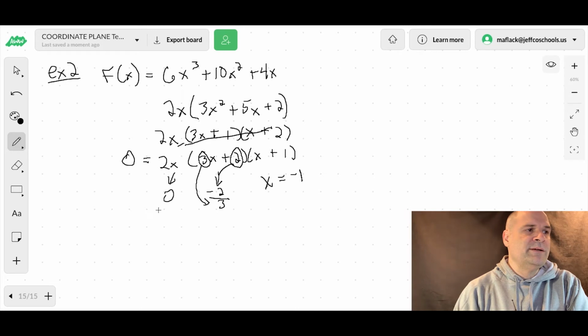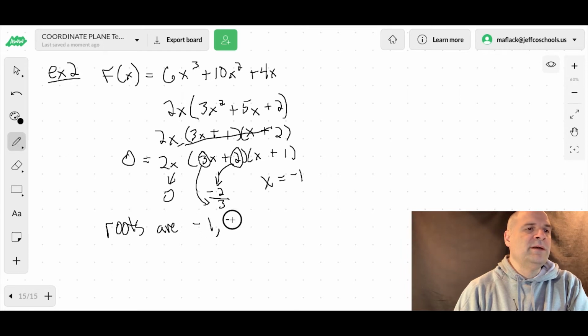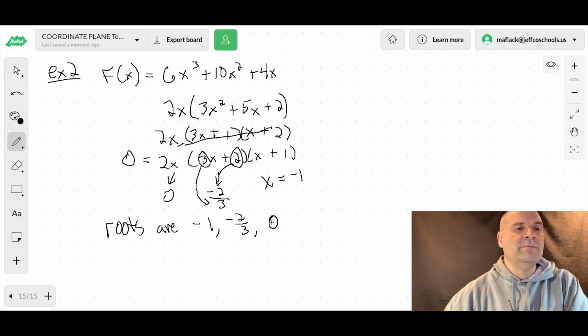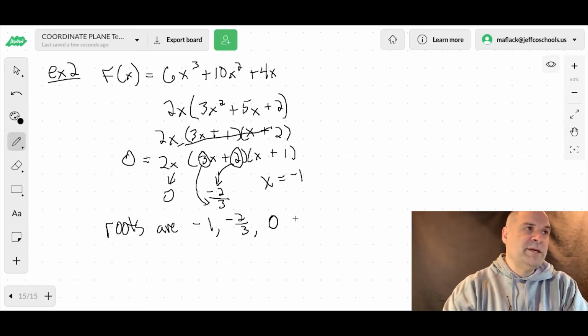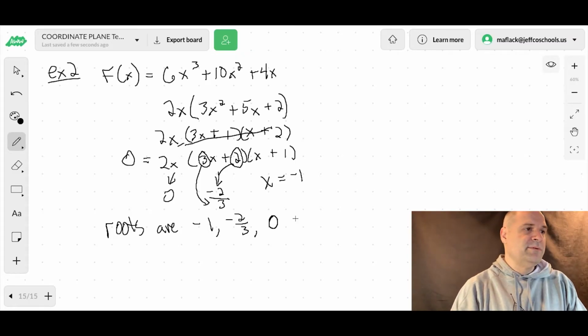Okay, so how do we write our solution? Let's say roots are -1, -2/3, and 0. We wrote it in numerical order. That makes me feel all warm inside and neat. So there's a B to example 2. We're not afraid of 2B.